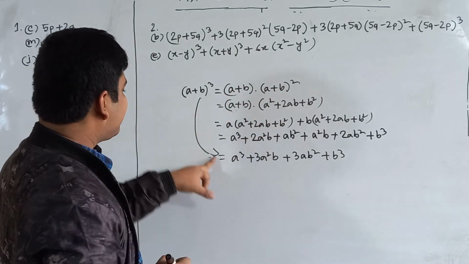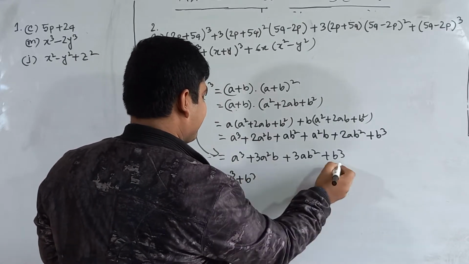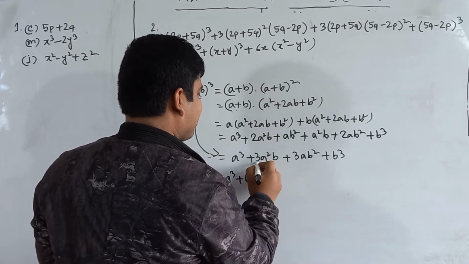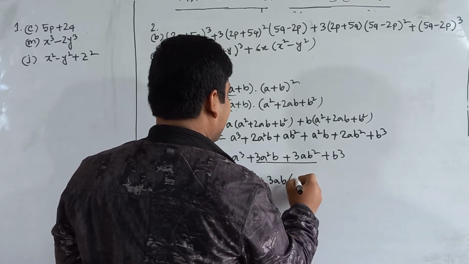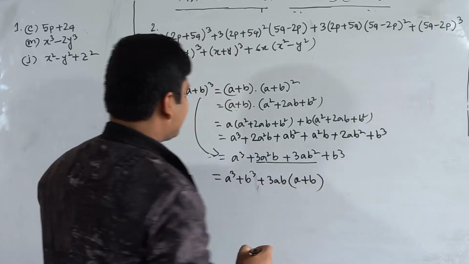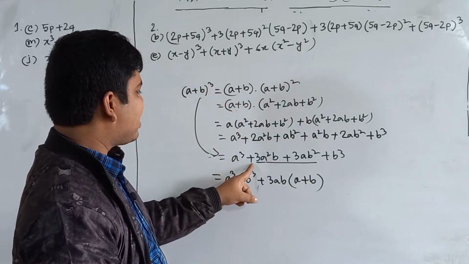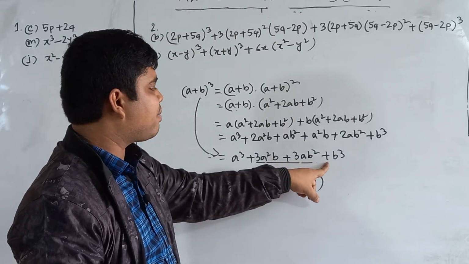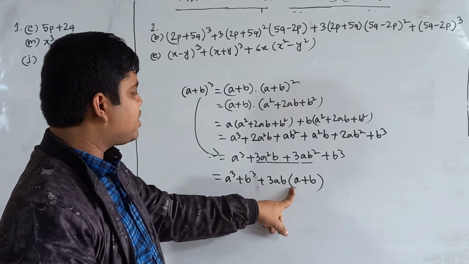Okay. From this we can write another one, a cube plus b cube. Next, from this one and this one we take 3ab as common, and here a is left and here b is left. So we can write a plus b whole cube in two forms of the formula. One is a cube plus 3a square b plus 3ab square plus b cube. On the other hand, a cube plus b cube plus 3ab into a plus b.